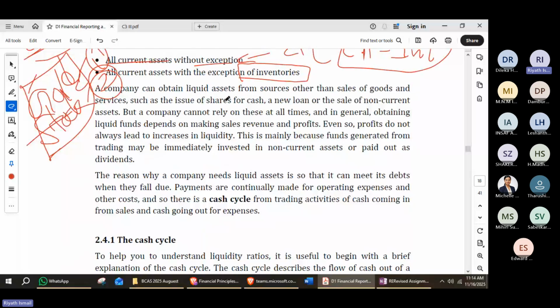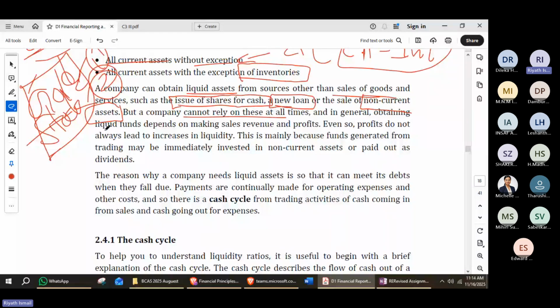A company can obtain liquid assets from a source other than the sales of goods and services, such as the issue of shares, right? Sometimes a company can get cash by issuing new shares, like an IPO or SPO, a new bank loan, or the sale of non-current assets. Selling non-current assets means vehicles and machines; they can sell them and get money. The thing is, it cannot be performed frequently, and a company cannot rely on all these items.